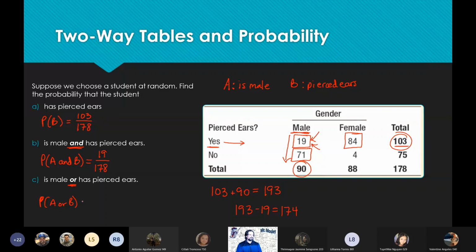All right. As you get larger data sets, though, it becomes more difficult to do those types of things. So you want to use a rule, which comes next. But again, this probability is 174 out of 178. We could also see this as the only lonely number left out are the 4 people who are not male and do not have pierced ears, or the complement of this scenario.